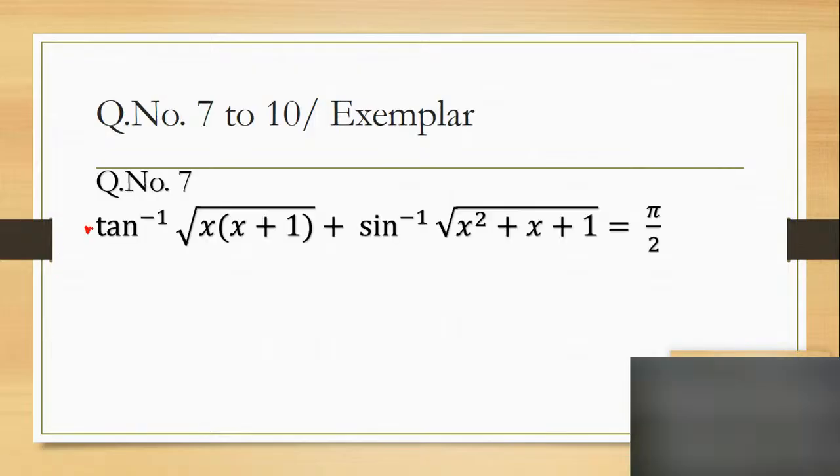This is question number 7. tan inverse (x+1) over root plus sin inverse (x squared plus x plus 1) over root equals pi by 2. If we have an idea about how to convert sin inverse into tan inverse or tan inverse into sin inverse, then we have no problem solving this question. Let's see.